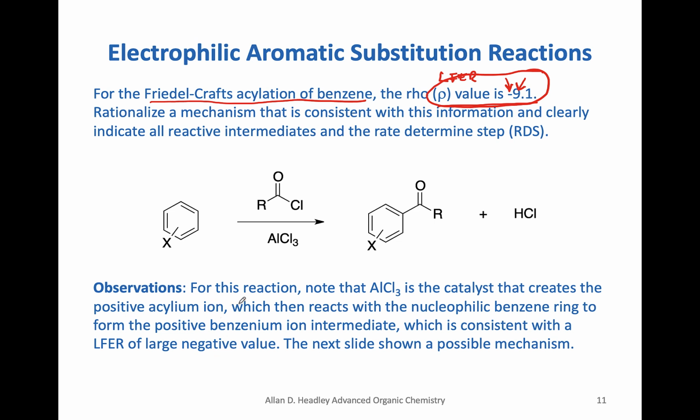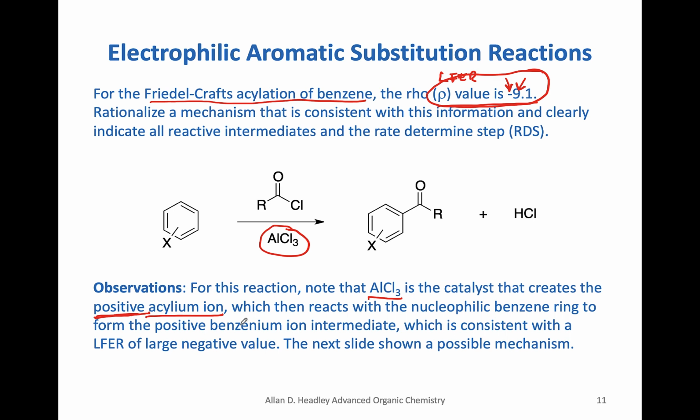So let's look at the observation first. Note that the AlCl3 is a catalyst. So it is just here to generate the electrophile. In this case, the electrophile is the acylium ion. It is positive. So that would imply that the nucleophilic benzene ring reacting with a positive acylium ion generates a positive intermediate in the rate determining step. In the rate determining step of this reaction.